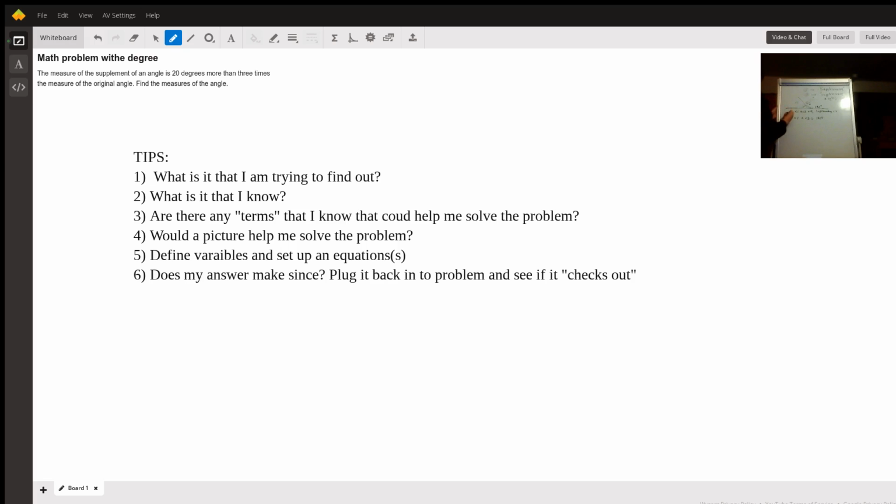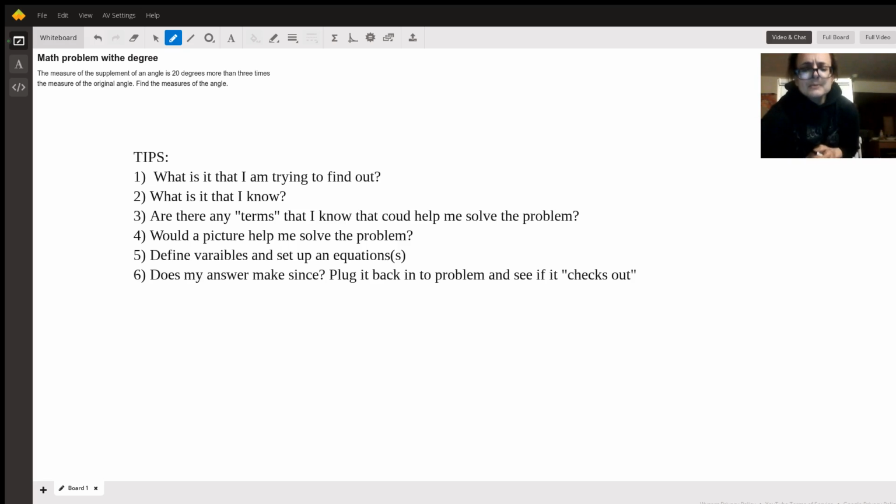Okay, so how is that going to help us with the problem? All right. Well, let's go back to this problem. So we know that 180 is going to be helpful. And it says the measure of the supplement of an angle is 20 degrees more than 3 times the measure of the original angle. Find the measure of the angle. I think that's a typo there. It should be find the measures of the angles.